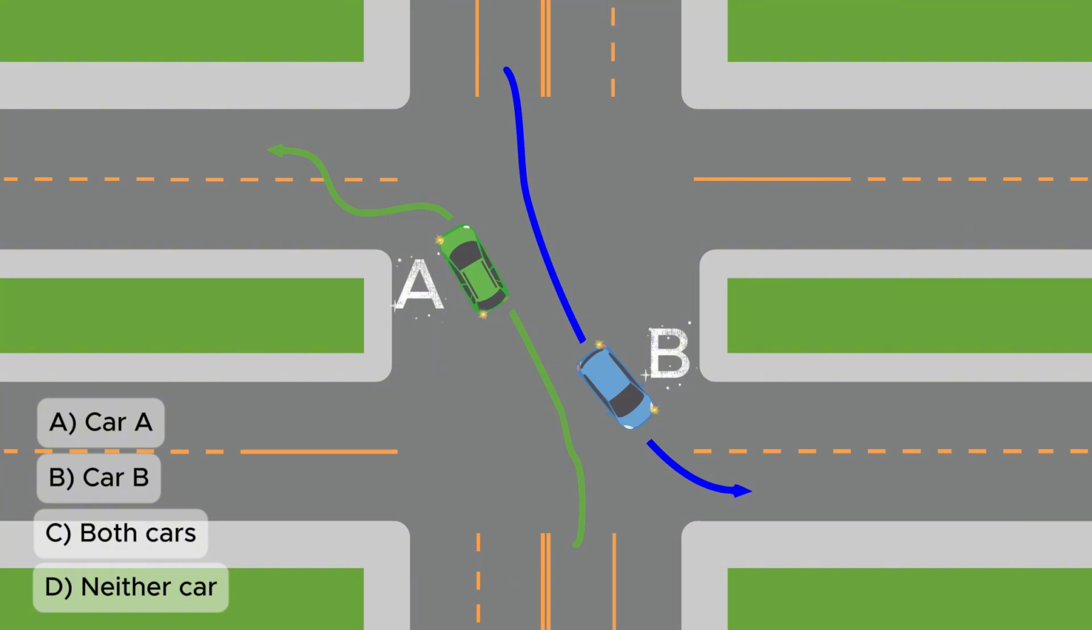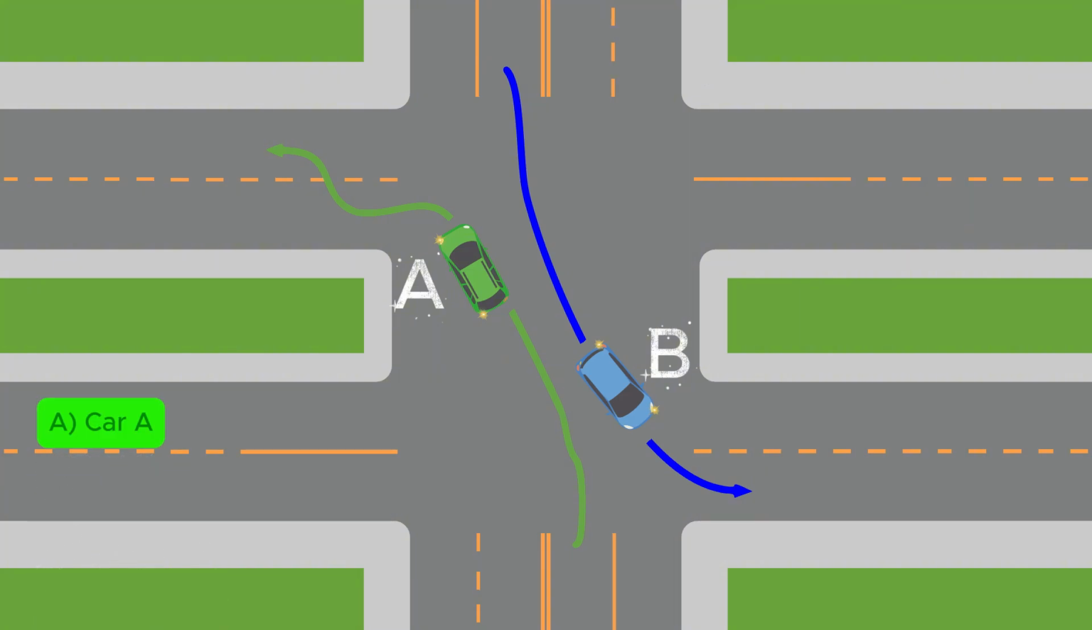Now let's return to our example. Car A did everything right. It first turned into the nearest lane and then smoothly changed into the far lane. In other words, the driver followed the rule and reduced the number of lanes crossed. Car B, on the other hand, immediately turned into the far lane. This is a serious mistake that could cause an accident. Therefore, the correct answer is A, car A.